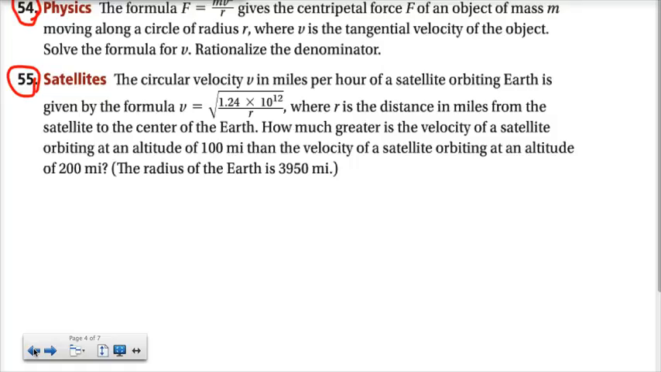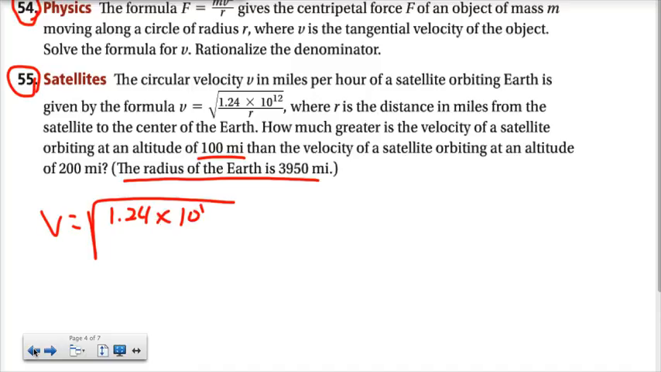So the circular velocity v in miles per hour of a satellite orbiting Earth, given by that nasty little formula there, where r is the distance in miles from the satellite to the center of the Earth. How much greater is the velocity of a satellite orbiting at an altitude of 100 miles than the velocity of a satellite orbiting at an altitude of 200 miles? And big helper here, they gave us the radius of the Earth is 3,950 miles. So again, what I have to do is do this twice, and then I have to compare the two by subtracting. So first one, square root of 1.24 times 10 to the 12th.